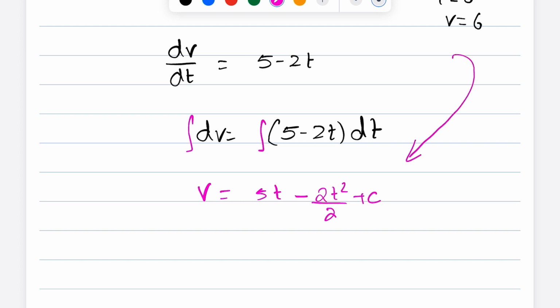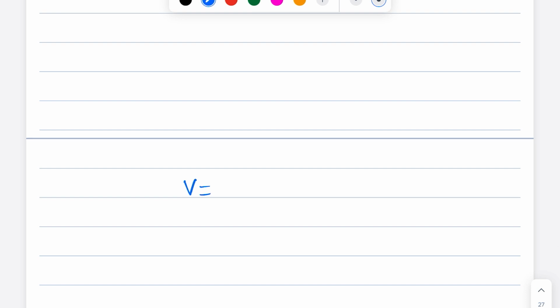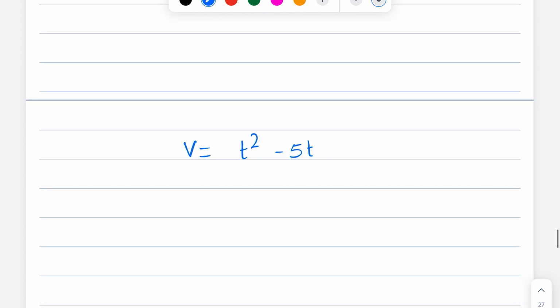But we know that when t equals 0, v equals 6. So 6 equals 5 times 0 minus 0 square plus c. This gives me c value as 6. So what is the equation of the velocity now? Velocity equation is 5t minus t square plus 6.